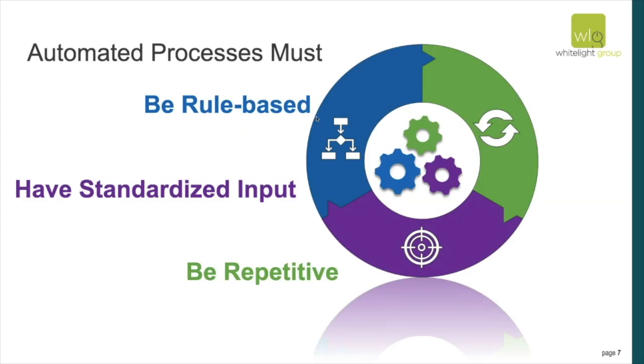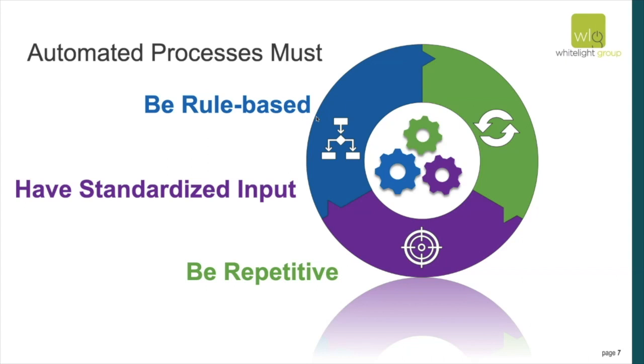An automated process must include rule-based, standardized input, and be repetitive. So why is it rule-based? Because there may be so many different rules within your organization, and it doesn't mean that it has to be some sort of computer rule. If the rule is we don't go through this approval unless it's below or above this threshold, that is a business rule that an RPA solution can abide by.